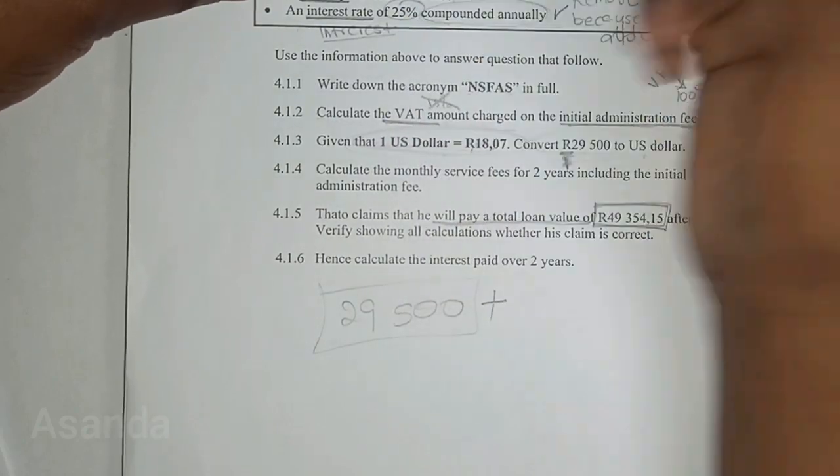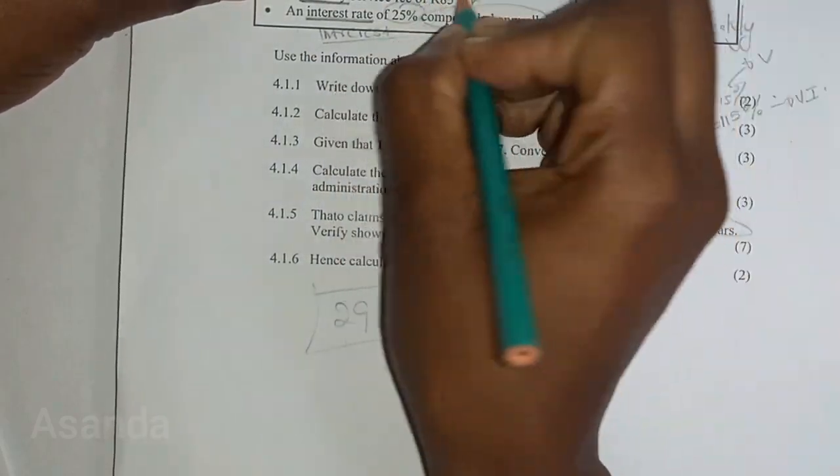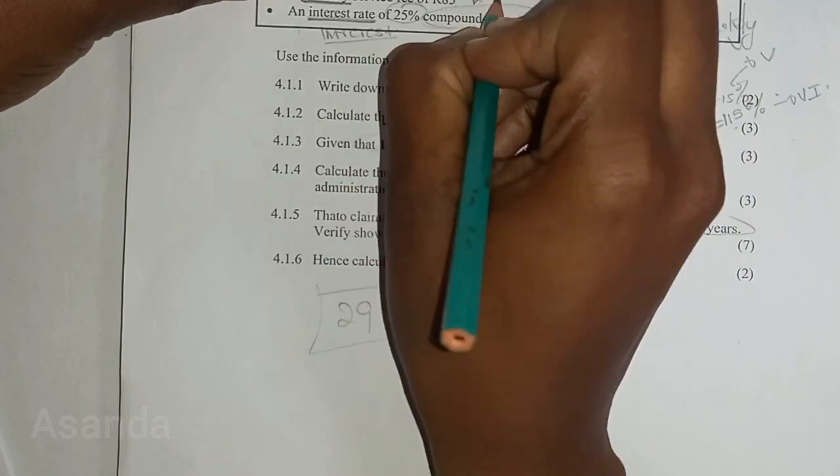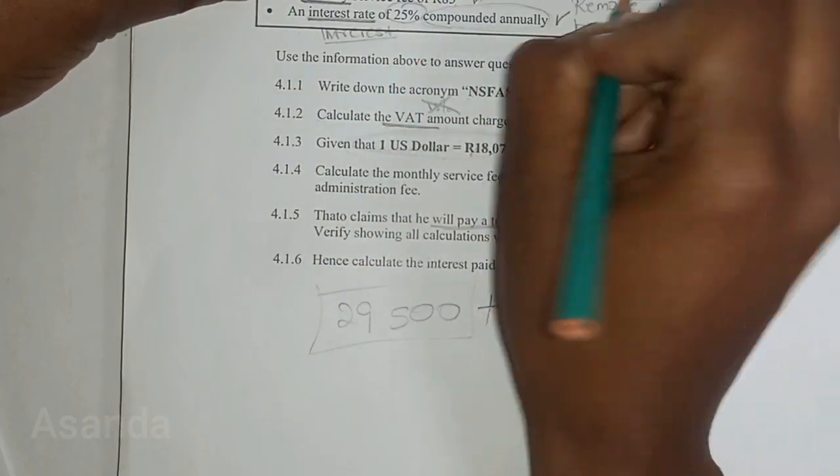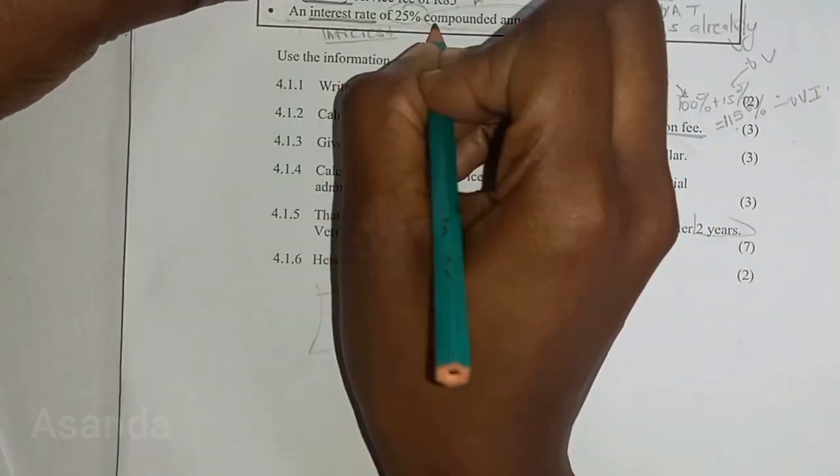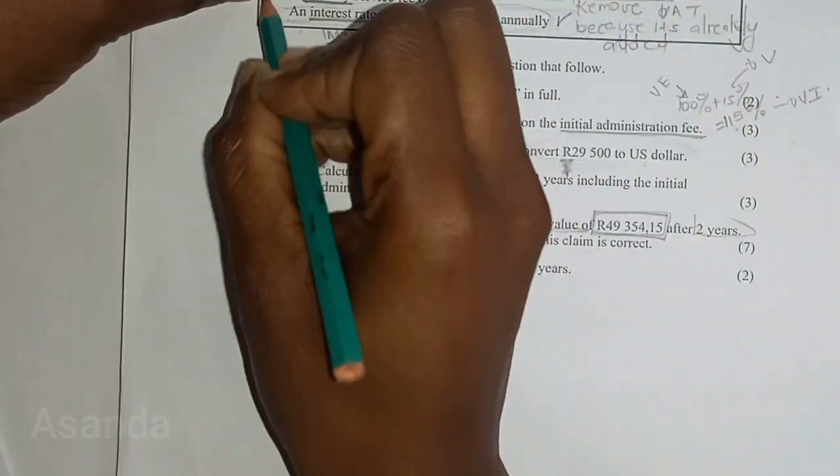Now we know the administration fee, we know the service fees. The service fees is 85 times 24. We know the administration fees including VAT. We just don't know the interest yet. So let's start there and calculate the interest.